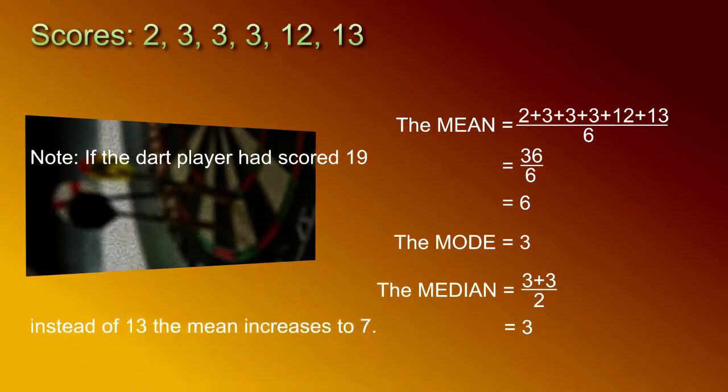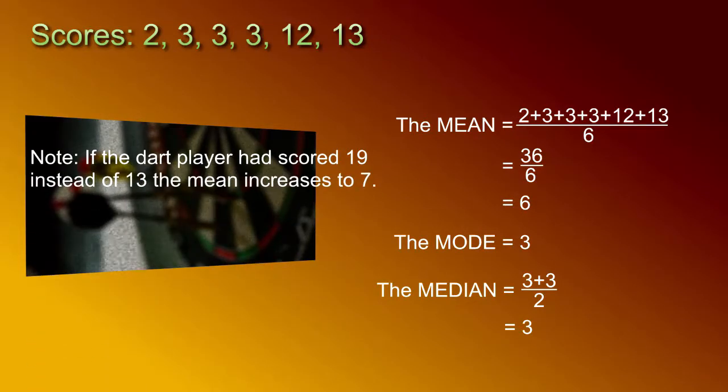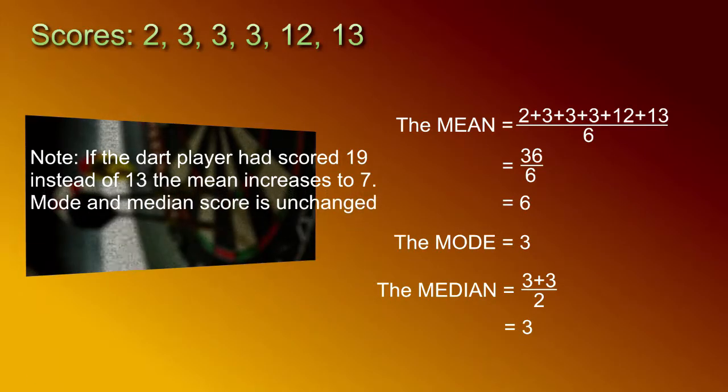Notice if the dart player had scored, say, 19 instead of 13, the mean increases to 7, but the mode and the median score is unchanged.